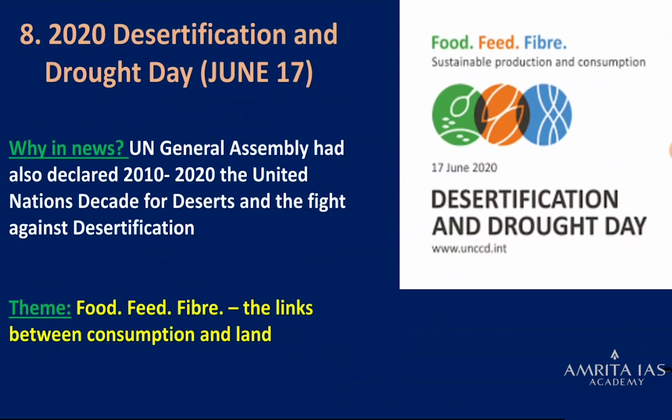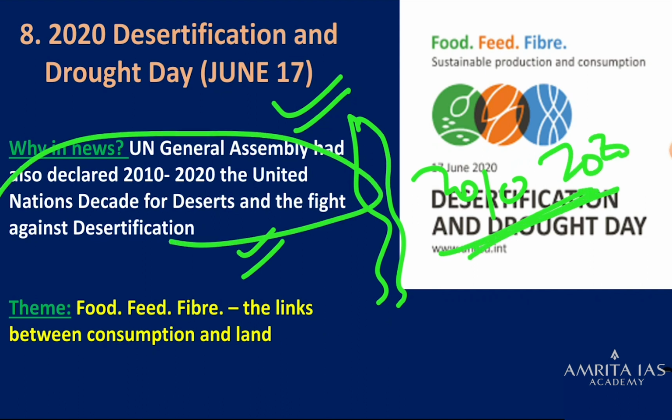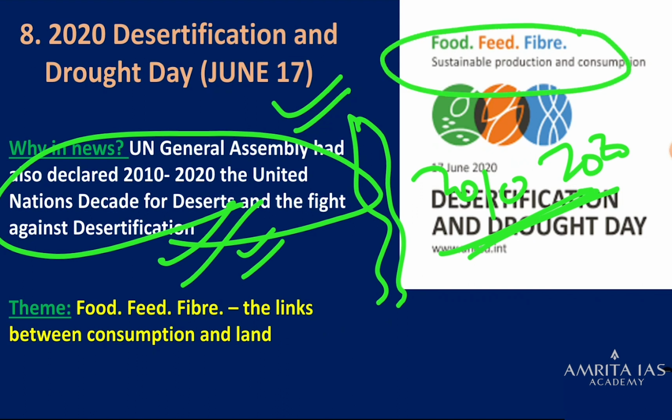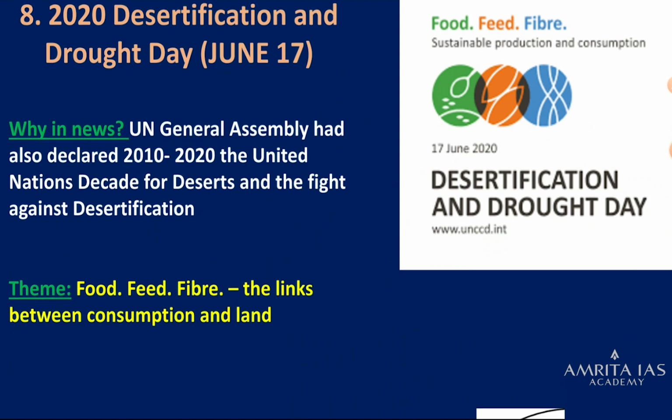Then on 17 June, we have celebrated Desertification and Drought Day. UNGA, the United Nations General Assembly, has declared 2010 to 2020 as the United Nations Decade for Deserts and the fight against desertification. The 3F formula, food, feed and fiber, is the theme of it, right? So the consumption and the land should be used in a sustainable way.